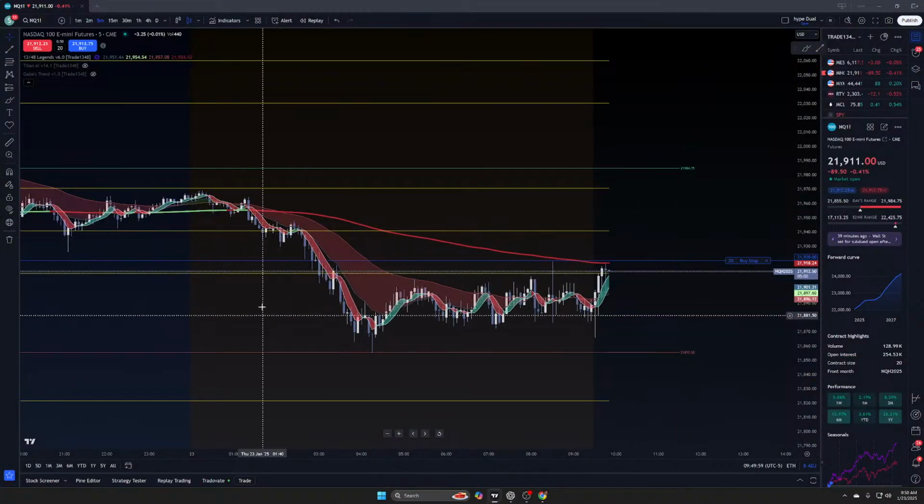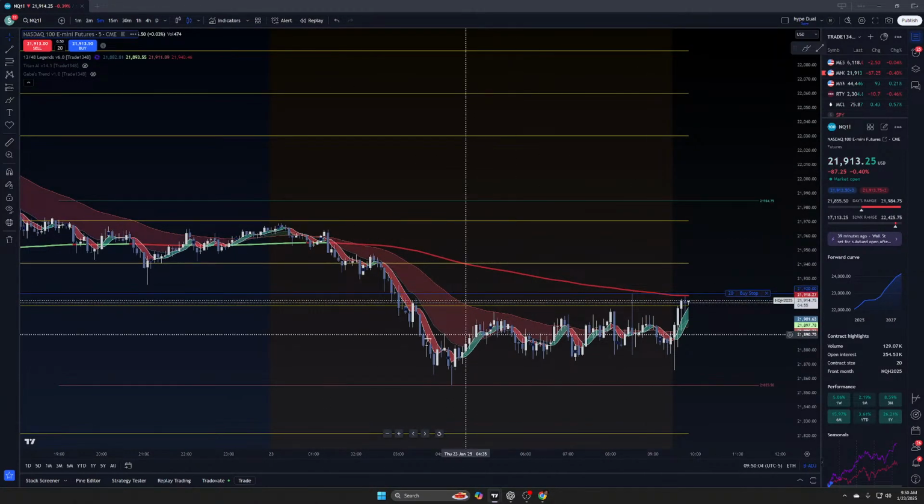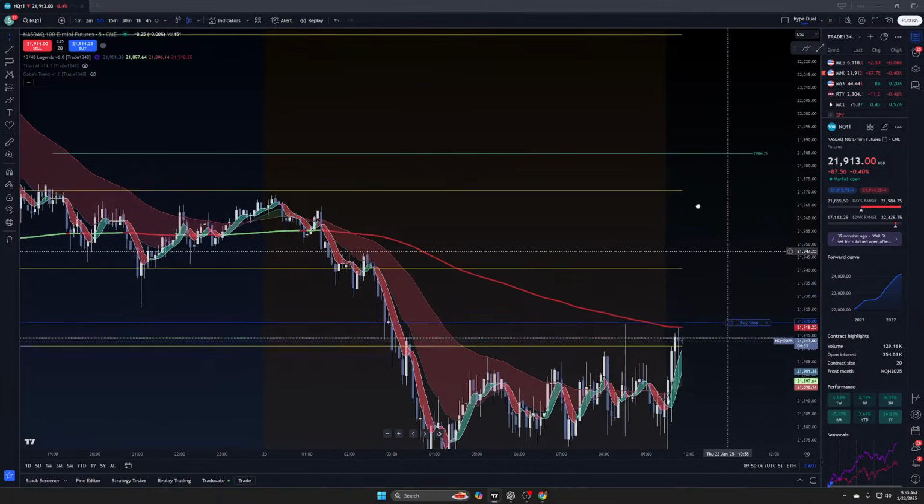Now, here we go. This is basically the cloud letting you know, hey, we're bearish. That's great, right? Where are we bullish?